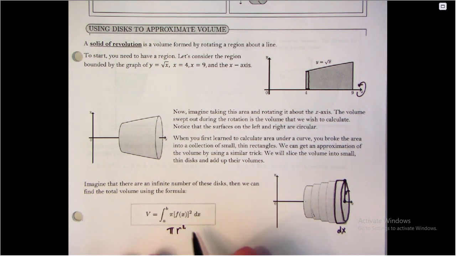So really, this is just a modified version of the volume of a cylinder. You're calculating the volume of each individual cylinder, and the integral is our notation that allows us to sum those volumes up.